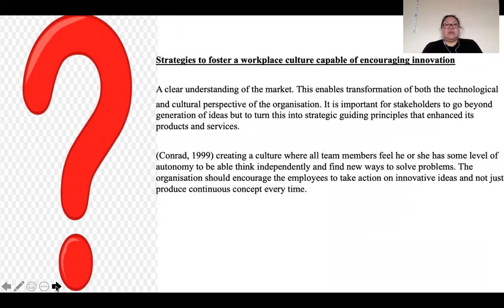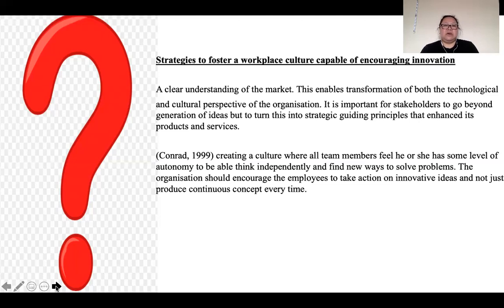Strategies to foster a workplace culture capable of encouraging innovation. A clear understanding of the market. This enables transformation for both the technological and cultural perspective of the organization. It is important for stakeholders to go beyond the generation of ideas, but to turn them into strategic guiding principles that enhance its products and services.